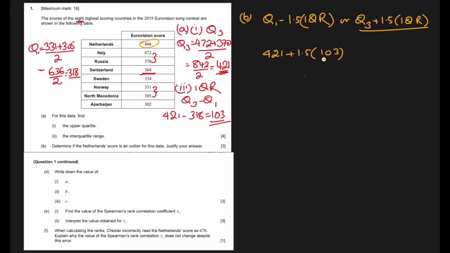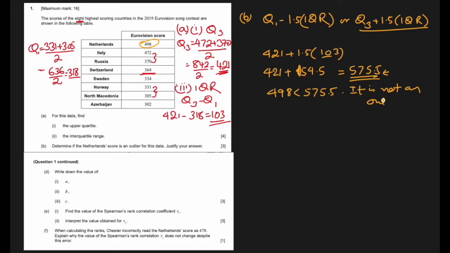103. Half of this is how much? 51.5, plus this will be 154.5. So 421 plus 154.5, which is 575.5. This data and above are outliers, and 498 is much less than 575.5. So it is not an outlier. Done. B part is done.